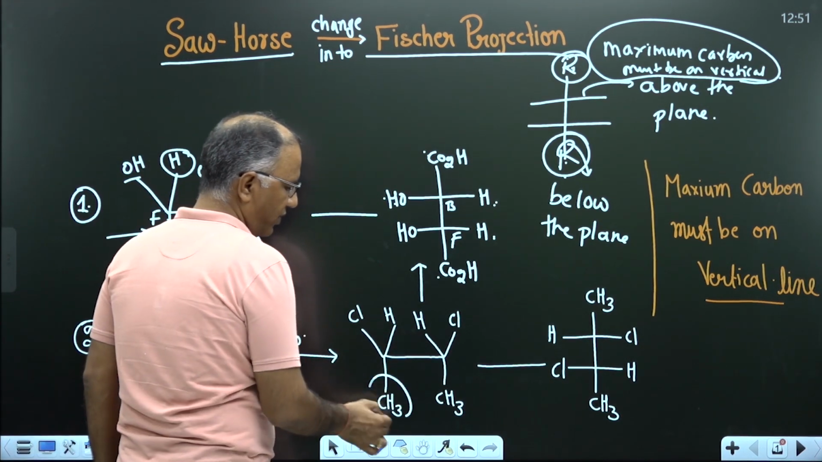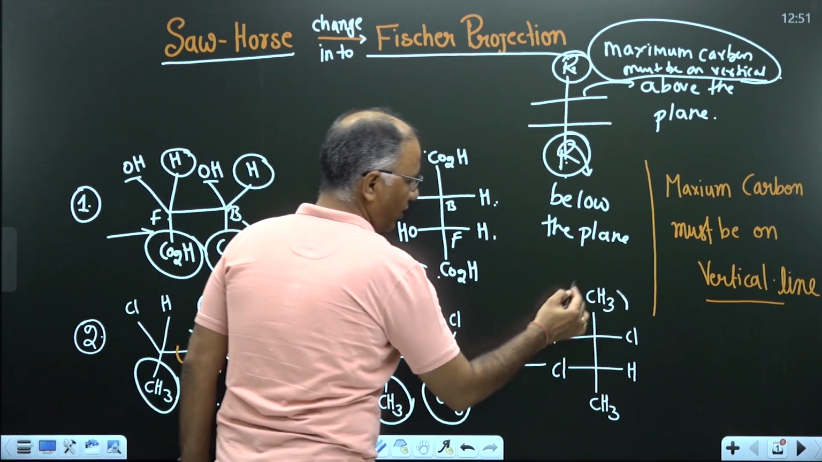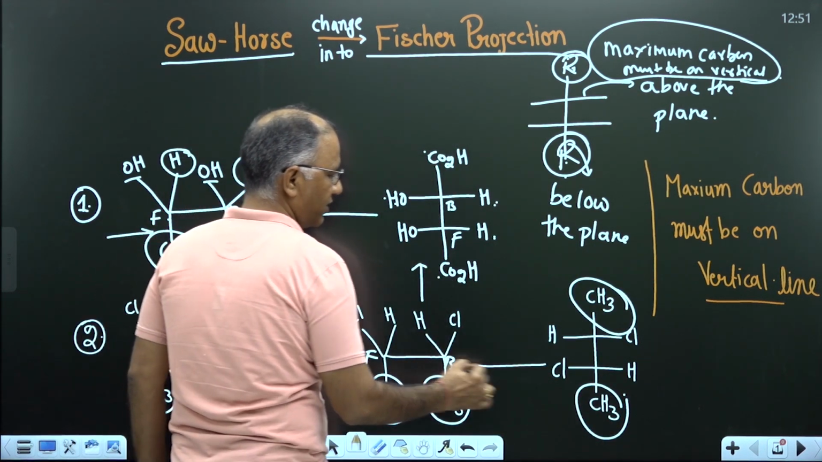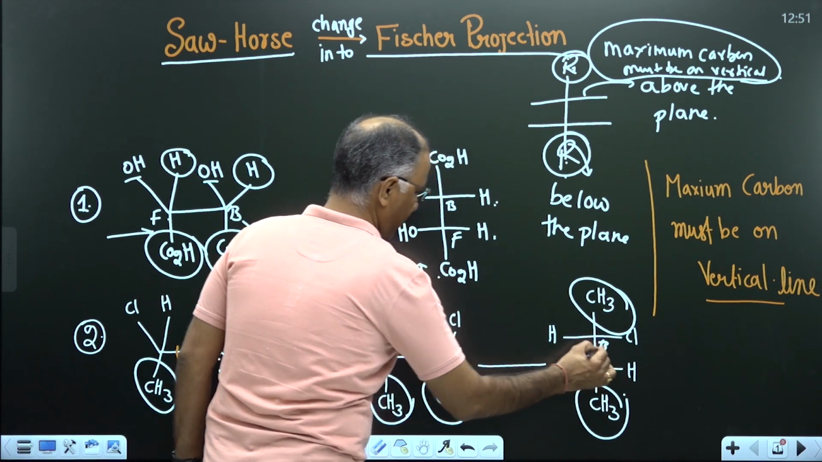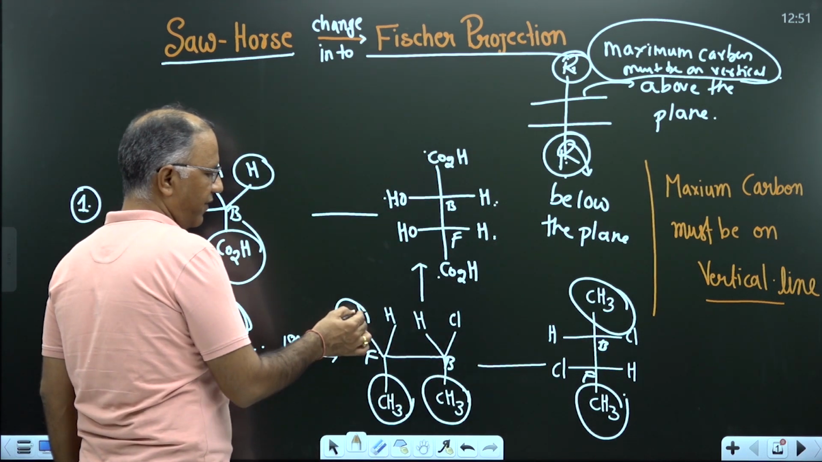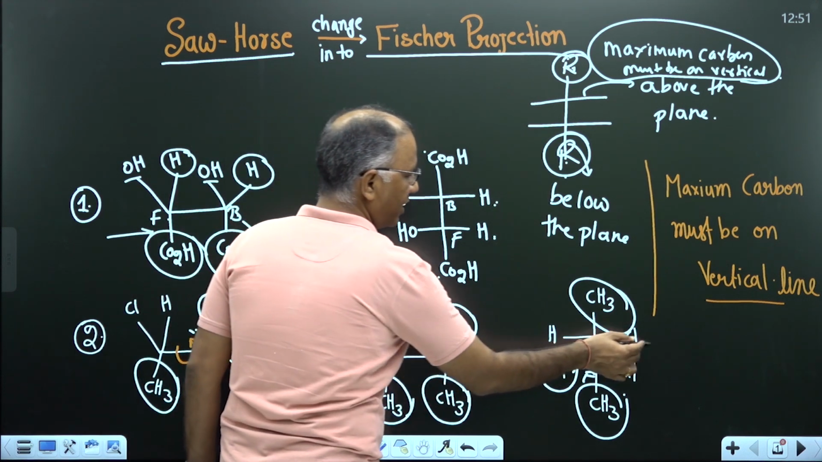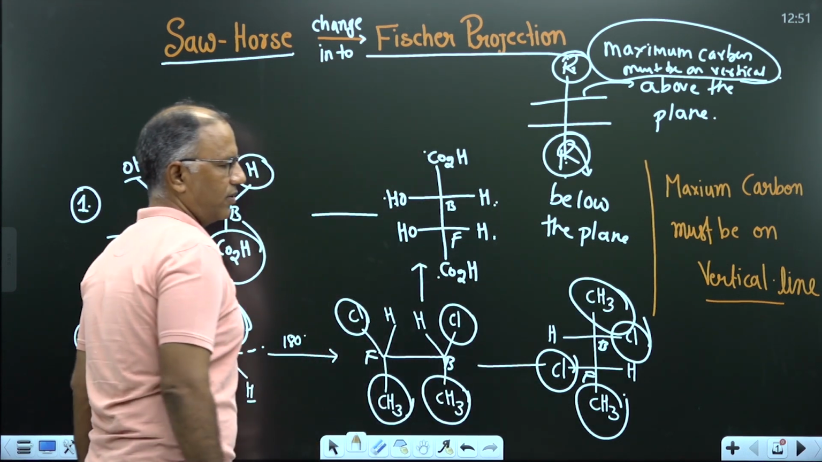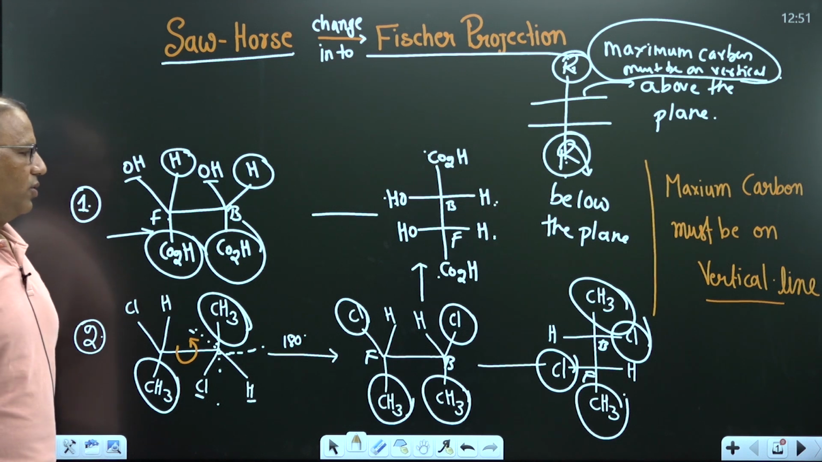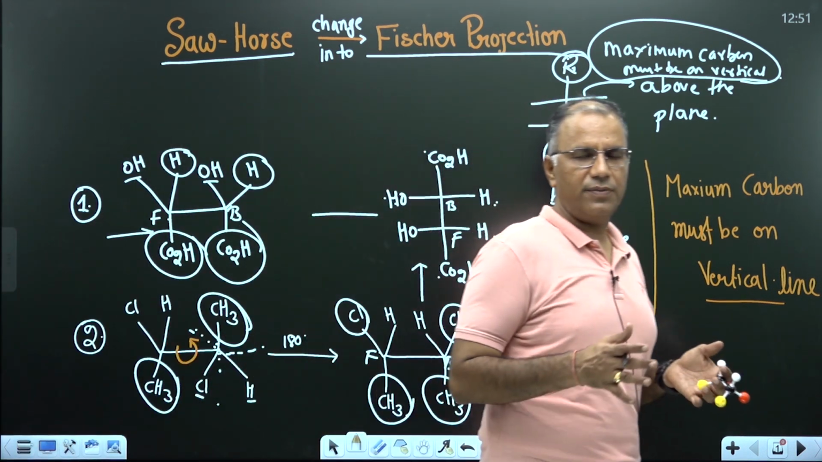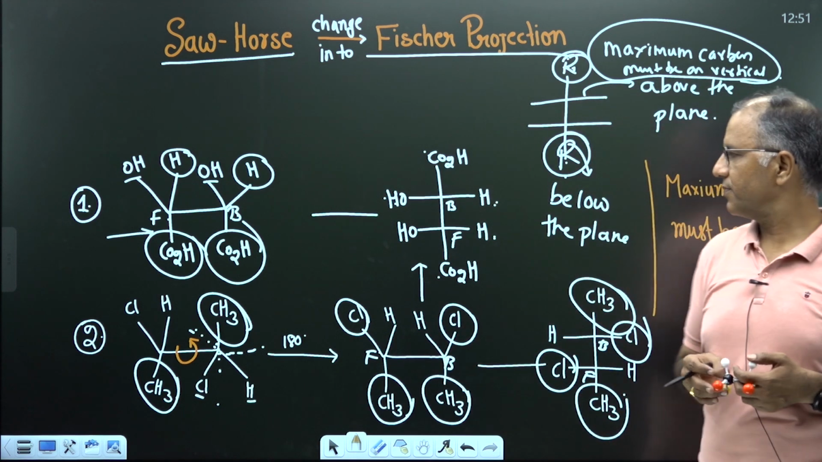Now what you have to convert? What you have to draw? Methyl on vertical line. This is our front carbon. This is our back carbon. This is front. This is back. In front carbon, Cl on left hand side. In back carbon, Cl on right hand side. It is on right hand side. Got it? So in case of staggered, you have to convert into eclipse. In case of eclipse, you can directly convert into Fischer.